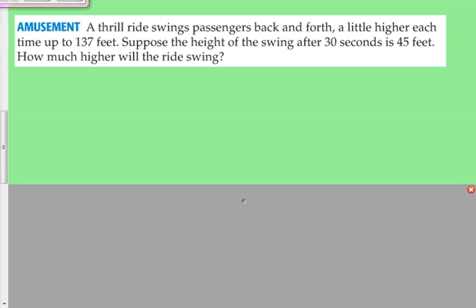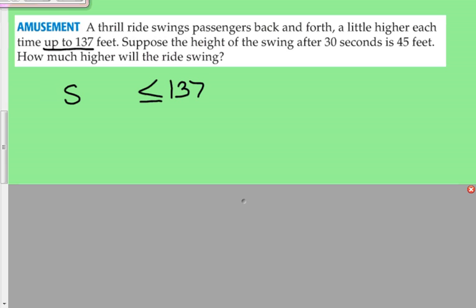A thrill ride swings passengers back and forth a little higher each time, up to 137 feet. Suppose the height of the swing after 30 seconds is 45 feet. How much higher will the ride swing? So there's several possibilities here, but we have to set up our inequality to solve this. So it says it can get up to 137 feet. So that means, can it go over? No. So we have to use less than or equal to 137, because it can't go over 137, but it can be 137. And then we're going to use S for the swing.